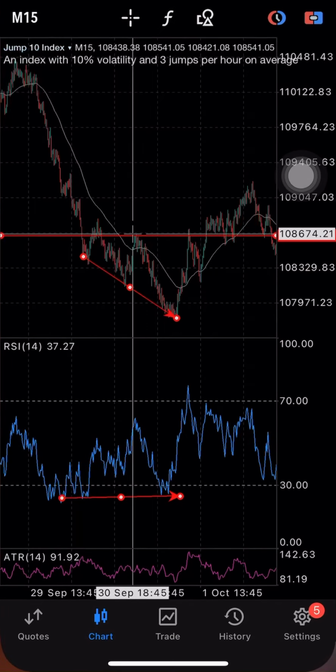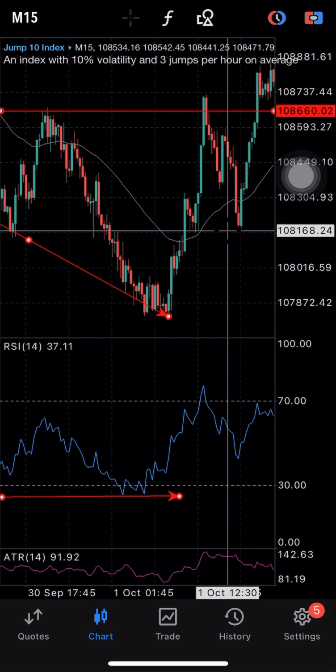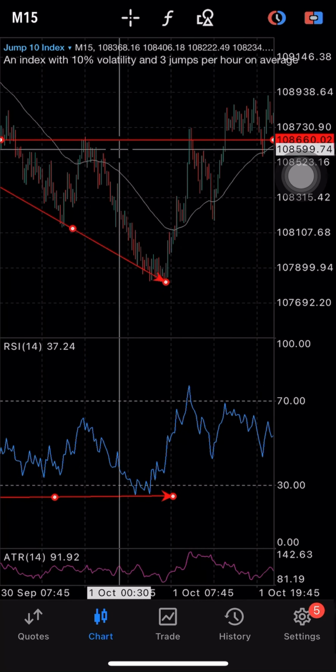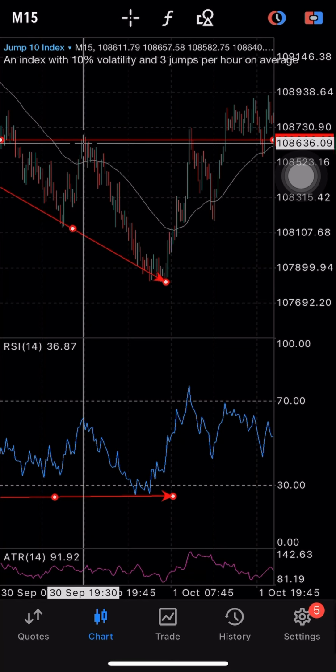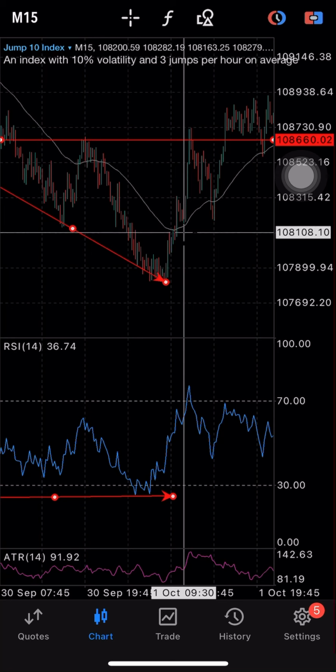So coming back to this section, you see the market doing exactly this. Market slightly trading above my previous high, and at the same time trading above my moving average.